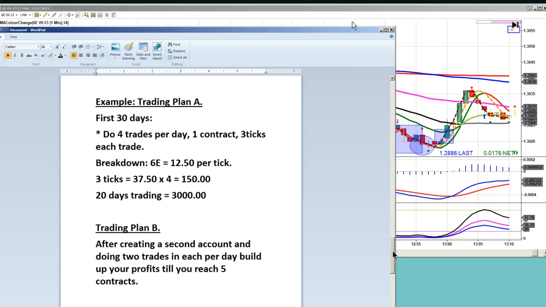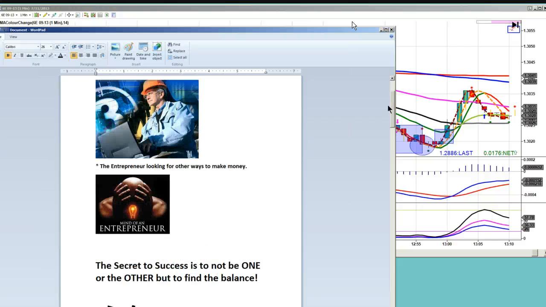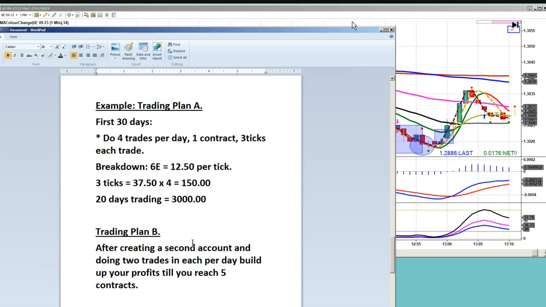A lot of your problem, most of the traders that I have, most of the problem is that they're too much a technical analyst. You're too much focused on the indicators and not enough focused on how much you're going for. You're not the entrepreneur. And if you are the entrepreneur, you're taking too much risk. Trying to go for too many ticks, too many contracts, overnight trading, whatever. You're not taking the conservative approach to your risk.